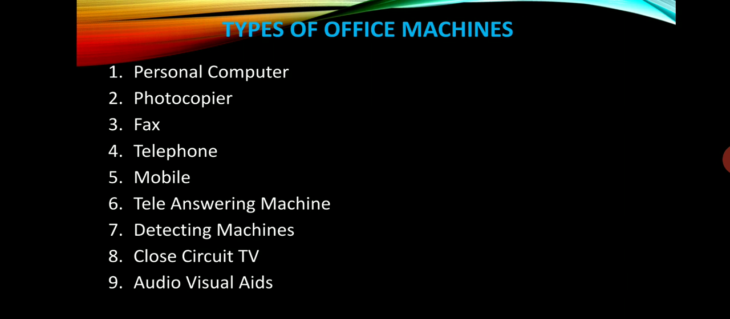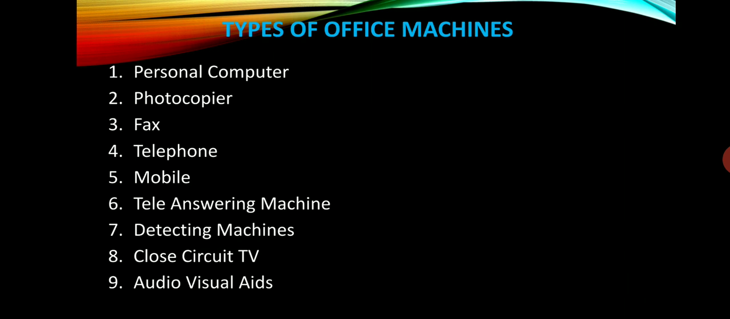Basically, there are a total of 9 machines through which the organization is going to have their administrative work done smoothly. Many of the machines are known to us. One by one, we are going to discuss each and every machine in detail. The first one is personal computer, then photocopier, then fax, telephone, mobile, tele answering machine, then detecting machine, then closed circuit TV, that is CCTV, and the last one is audio visual aids.